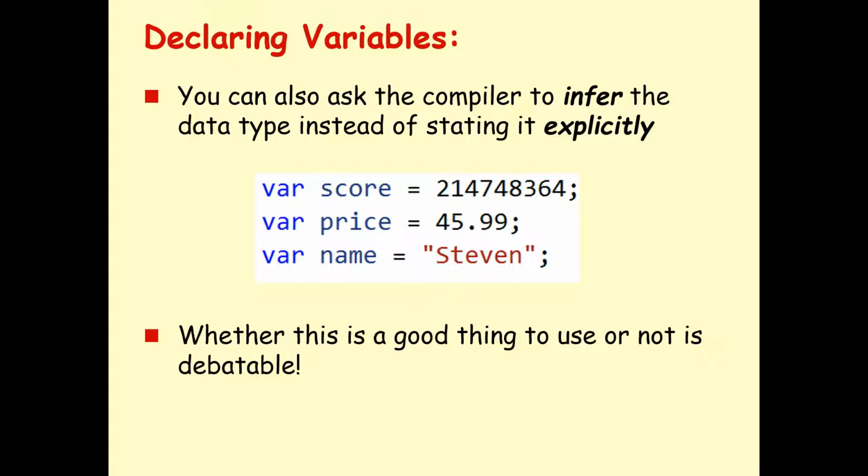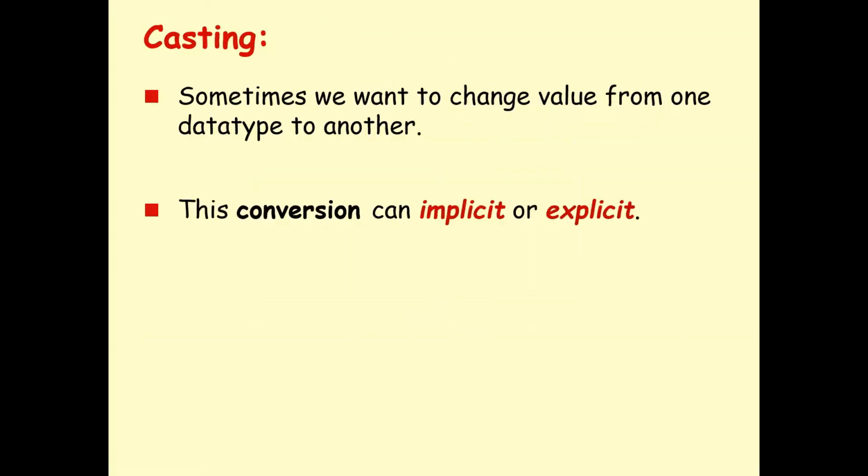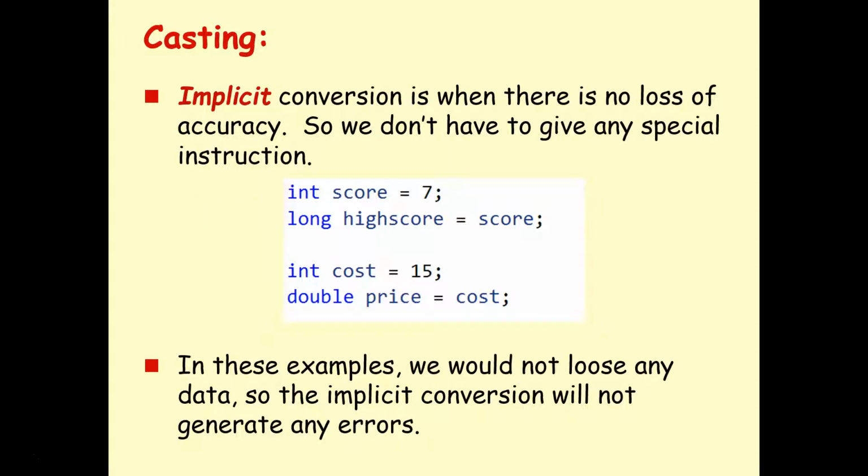Obviously, when you are using var for your data type, you have to set a value for it so the computer can then try and work out what the type is. Sometimes we want to change a value from one data type to another. This is what we call casting. You can have implicit or explicit casting in C#. Implicit is when converting from one data type to another does not involve any loss of accuracy.